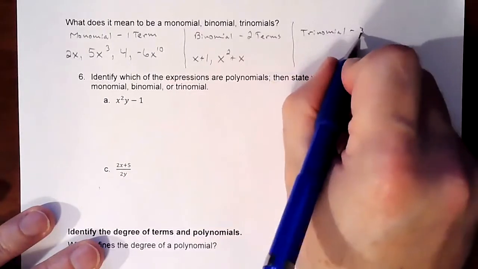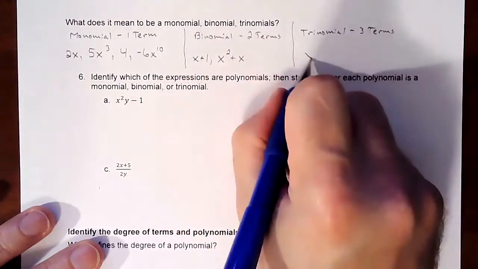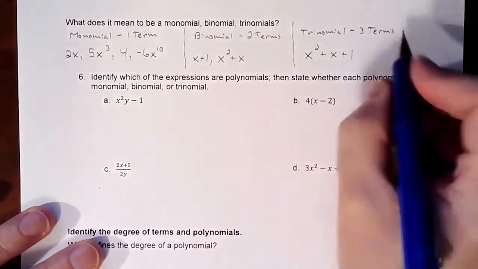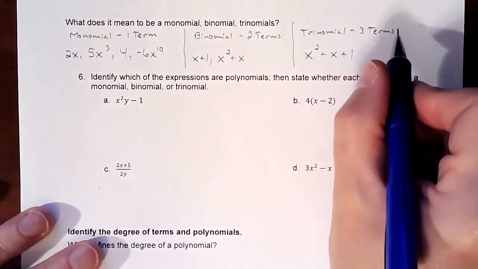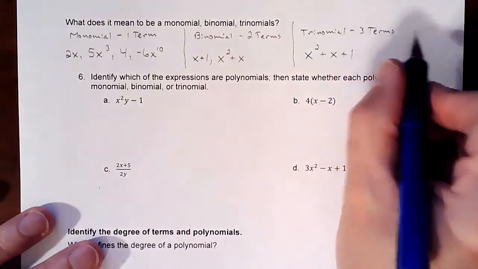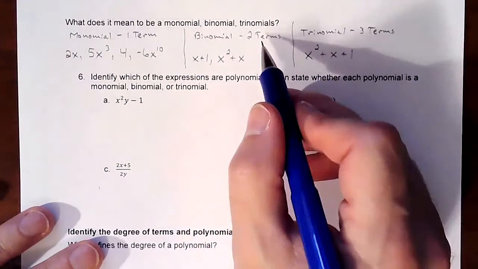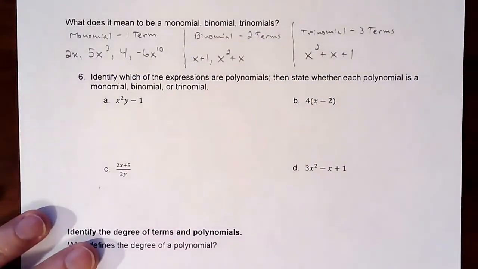And then the last is a trinomial, which is three terms. So x squared plus an x plus a 1, something like that. Obviously, it goes on and on, but we really lose names for it after that. It's just 4 terms, 5 terms, 6 terms. But if you have 3 terms, it's a trinomial, 2 terms is a binomial, and 1 term is a monomial.